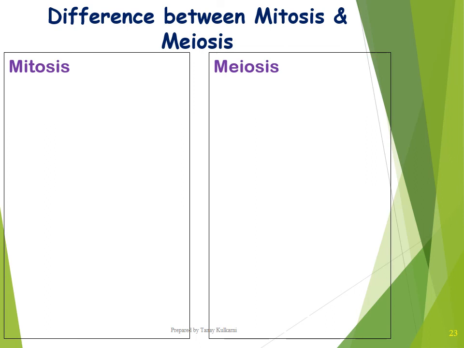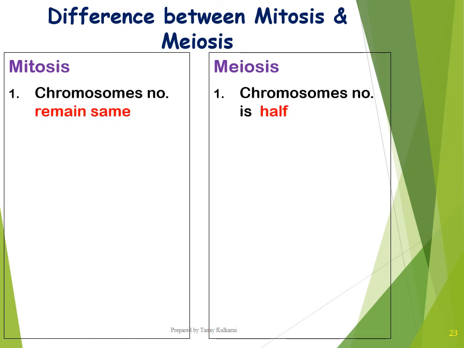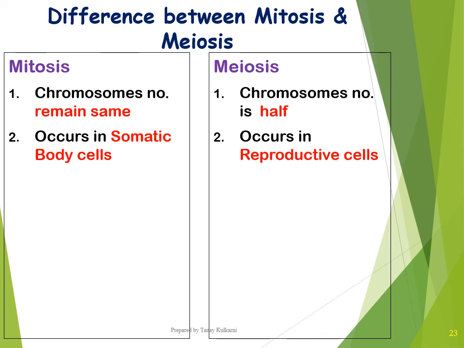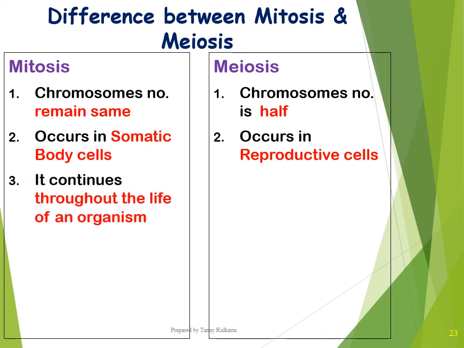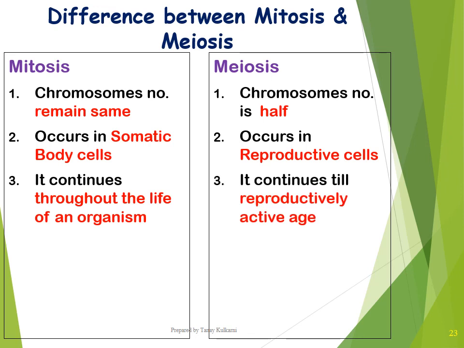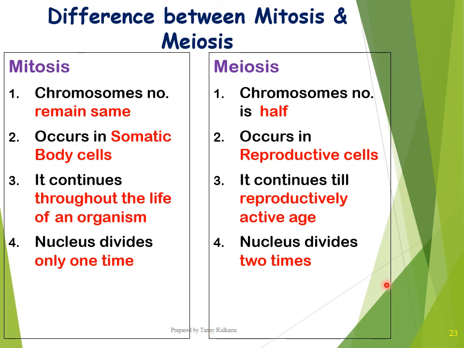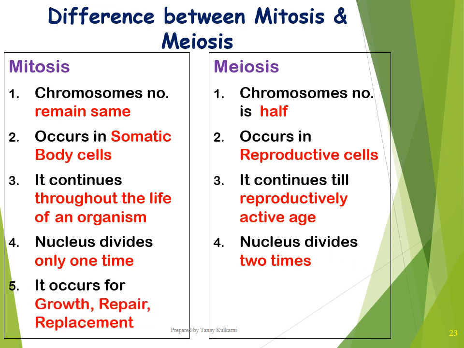Okay, this is the major difference between mitosis and meiosis. The number of chromosomes remains the same in mitosis, but in meiosis it becomes half. Mitosis occurs in somatic body cells, while meiosis occurs in reproductive cells. Mitosis continues throughout the life of an organism, but meiosis continues only till the organism is reproductively active. The nucleus in mitosis divides only one time. In meiosis, it divides two times, as you can see, meiosis 1 and meiosis 2.